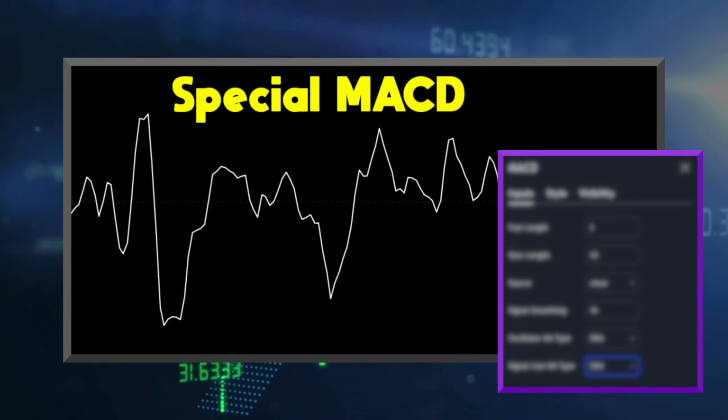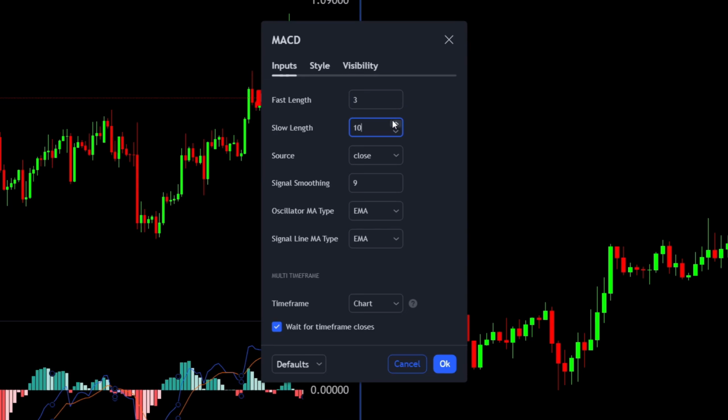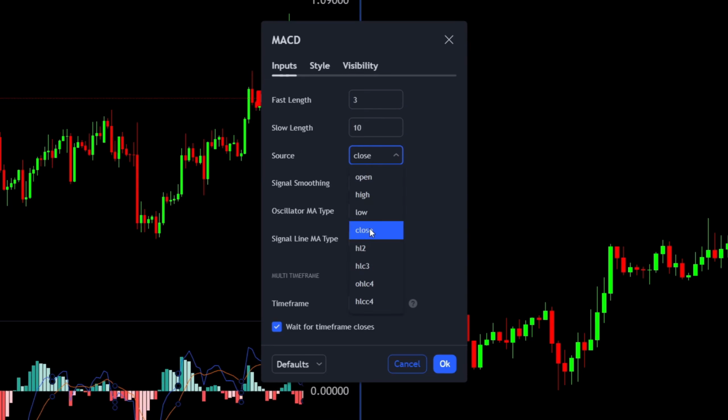The settings we're going to use here are recommended by many professional traders such as Linda Raschke and Adam Grimes. First you want to go to the fast length here, and you actually want to change the fast length all the way down to 3. You also want to change the slow length down to 10. The source here you can keep at close. Some traders prefer the OHLC4, but I'm going to keep the close for the source here.